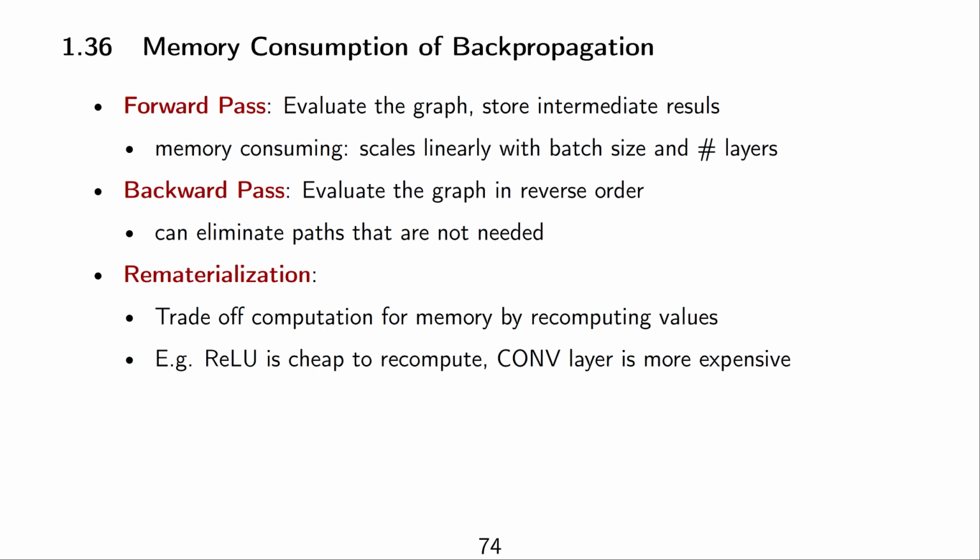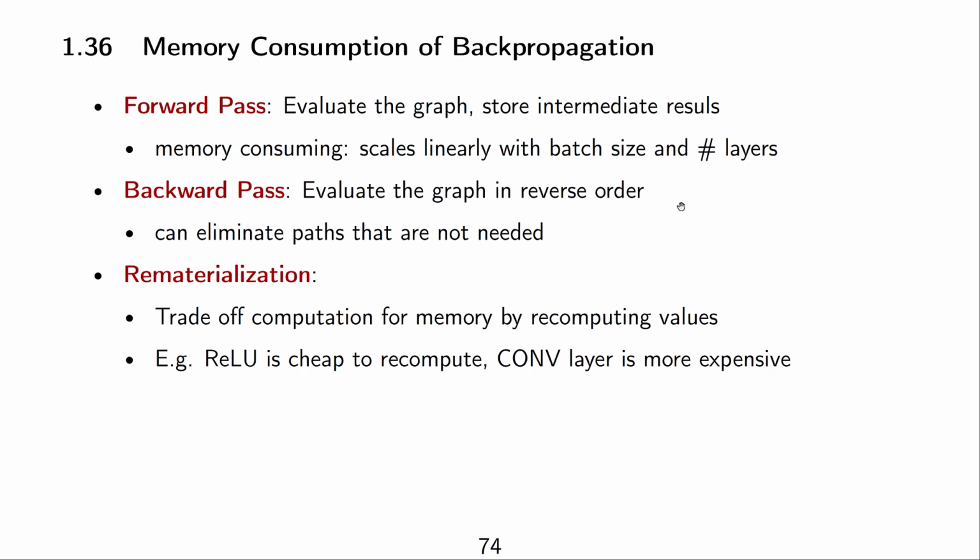Let's also add one more note on the memory consumption. We said in the forward pass we're going to evaluate the graph and store intermediate results. And this is memory consuming as this scales linearly with the batch size and the number of layers. So the more layers we have, and the more samples we consider in the batch size, the more intermediate results we have.